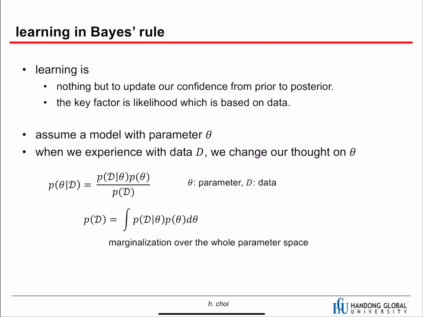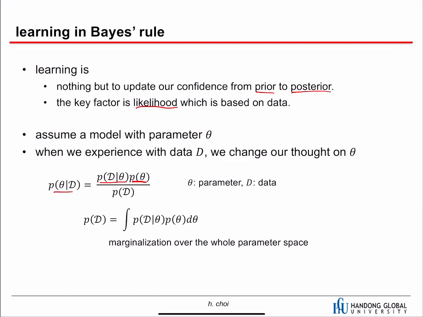Now let's talk about learning in Bayes rule. As I said a long time ago, learning is nothing but updating our confidence from prior to posterior. The key factor is likelihood, which is based on data. In the prior we don't have data observation, but the posterior is actually a conditional probability, and the condition is on the data sample. Likelihood is actually the probability of the data sample. So in this equation, this one is likelihood, this one is prior, and this one is posterior.